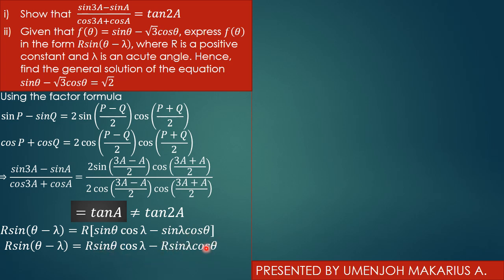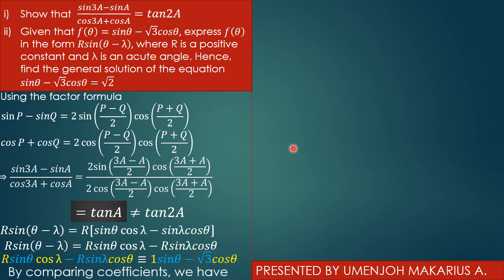Multiplying everything by r, guys, we are going to have r sine theta cos lambda minus r sine lambda cos theta. Great. Then for the other side of this equation, we are going to compare it with f of theta, which is the same as sine theta minus square root of 3 cosine theta. We are going to use identities in this case, specifically, so we say that r sine theta cos lambda minus r sine lambda cos theta is identically equal to 1 sine theta minus square root of 3 cosine theta. I just put a 1 here, guys, because we need it. Because 1 sine theta is the same as sine theta, so the 1 does not hurt.